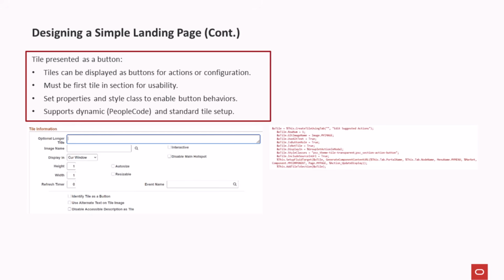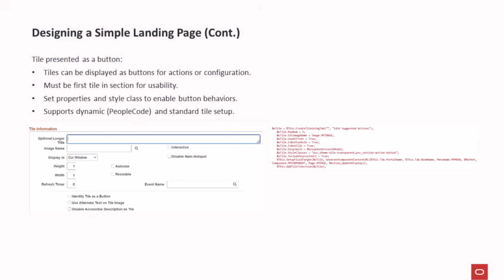Tile presented as a button. This is a special tile that can be configured as a button instead of the default rendering as a link. You must ensure that it is the first tile in a section for tab ordering. You can use the tile to open a modeless window, which enables users to perform section-specific actions, or it can also be used to transfer to another component. Special styling is applied to the tile to make it appear in the upper right corner of a section.